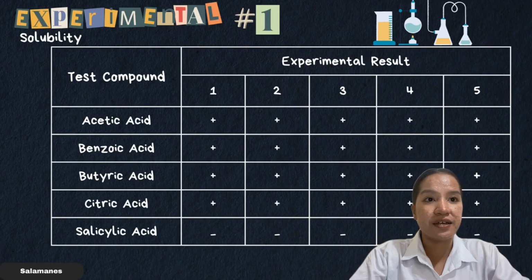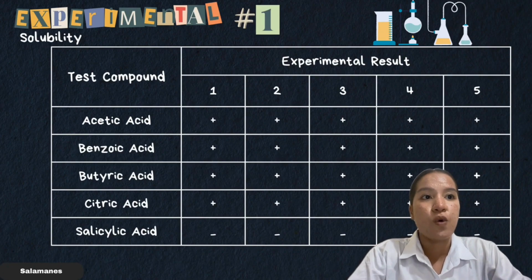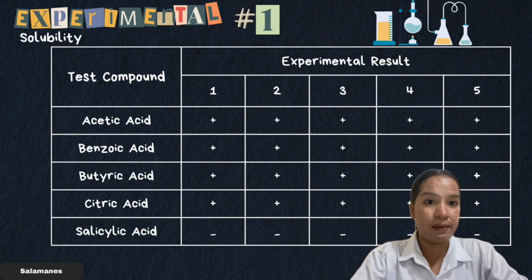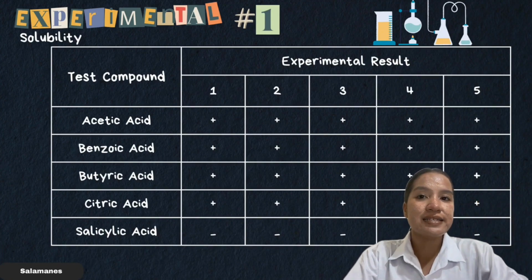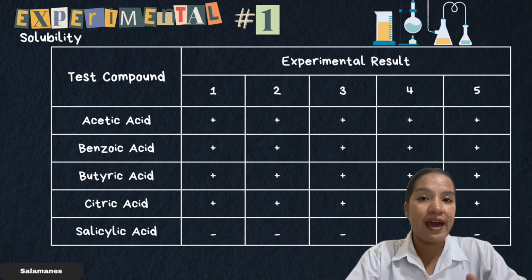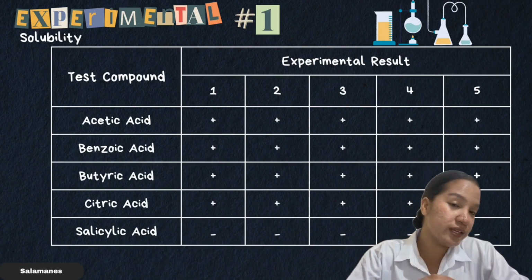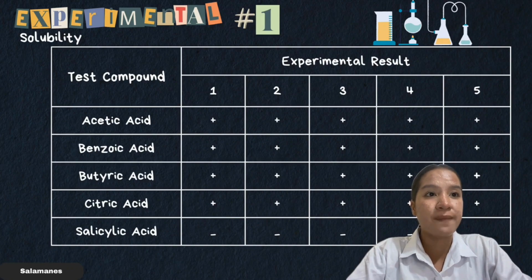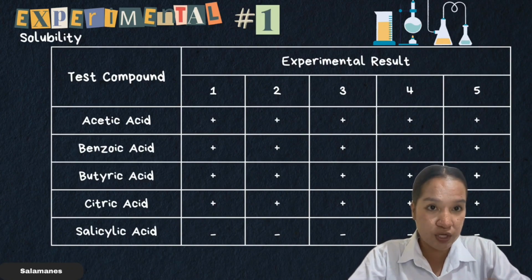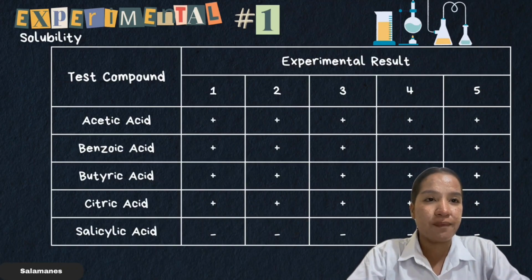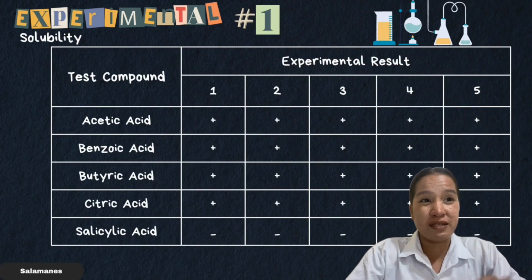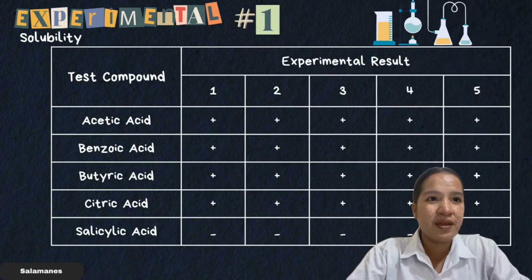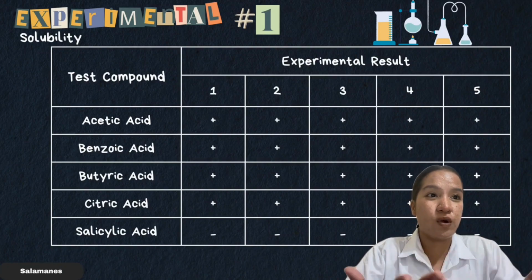Additionally, citric acid can undergo partial ionization, yielding H+ ions and citrate ions, which further enhances its solubility through ion-dipole interactions. Lastly, salicylic acid: for groups 1 to 5, we had all negative results, and theoretically this is correct since salicylic acid is sparingly soluble in water due to its molecular structure, which includes a hydrophilic carboxyl COOH group and a hydrophobic benzene ring. While the carboxyl group allows for some interaction with water molecules through hydrogen bonding, the presence of the benzene ring limits its overall solubility.